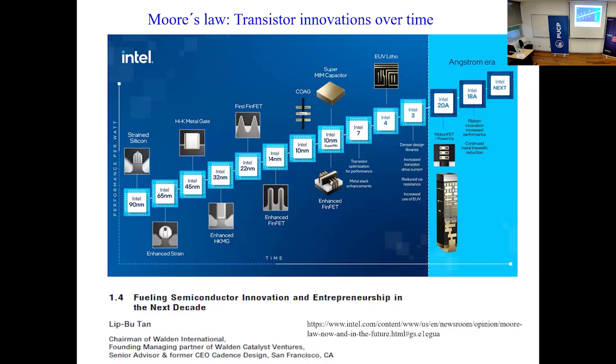It depends on the manufacturer, on the company that is fabricating the chip. This doesn't mean the channel length. It's maybe a little bit of an arbitrary number.